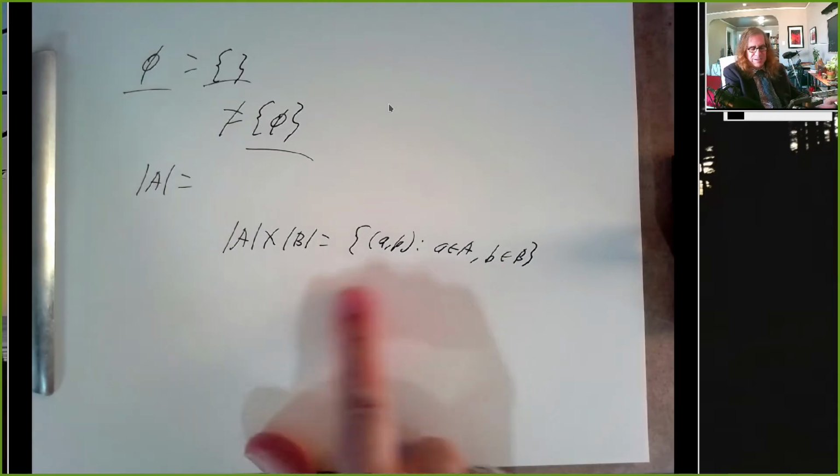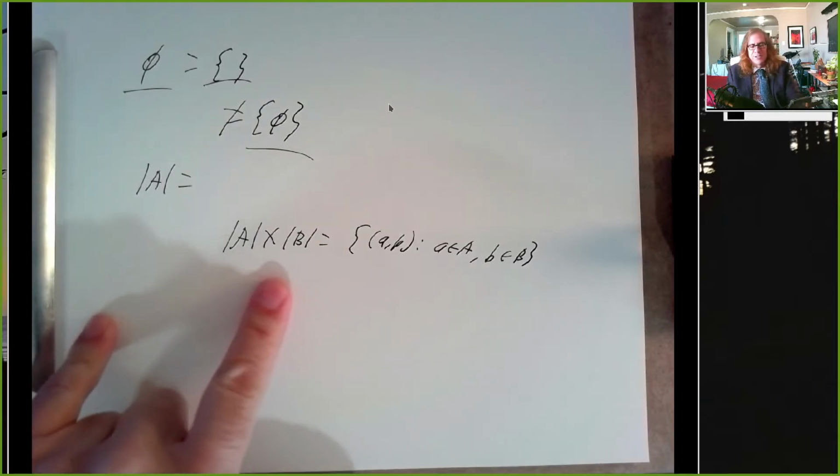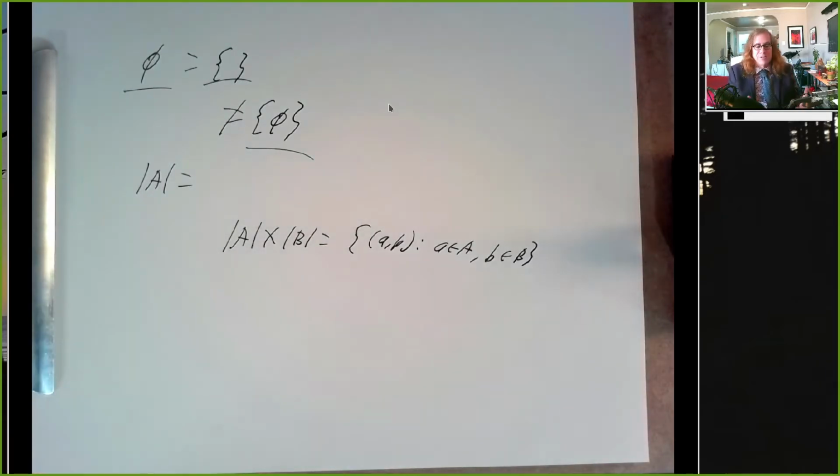So take an element from A and an element from B, put them together in a tuple, right? That's one of the elements in this Cartesian product. So the product is a set of all of those tuples.